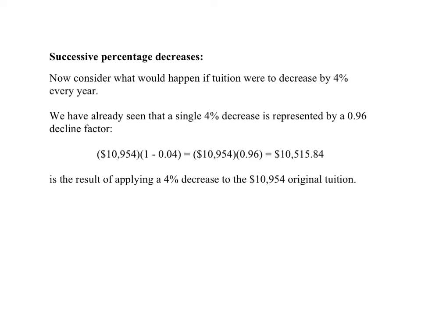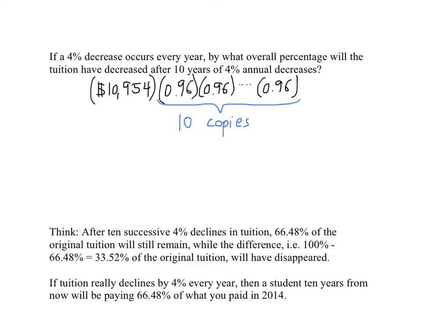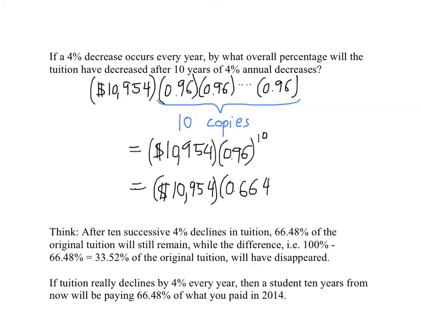Now our question is, if a 4% decrease occurs every year, by what overall percentage will the tuition have decreased after 10 years in a row of 4% annual decreases? So every year, tuition undergoes a 4% decrease, and that happens 10 separate times in a row. That's equivalent to taking our original tuition and multiplying by a single number, 0.96 raised to the 10th power, and that happens to equal 0.6648.